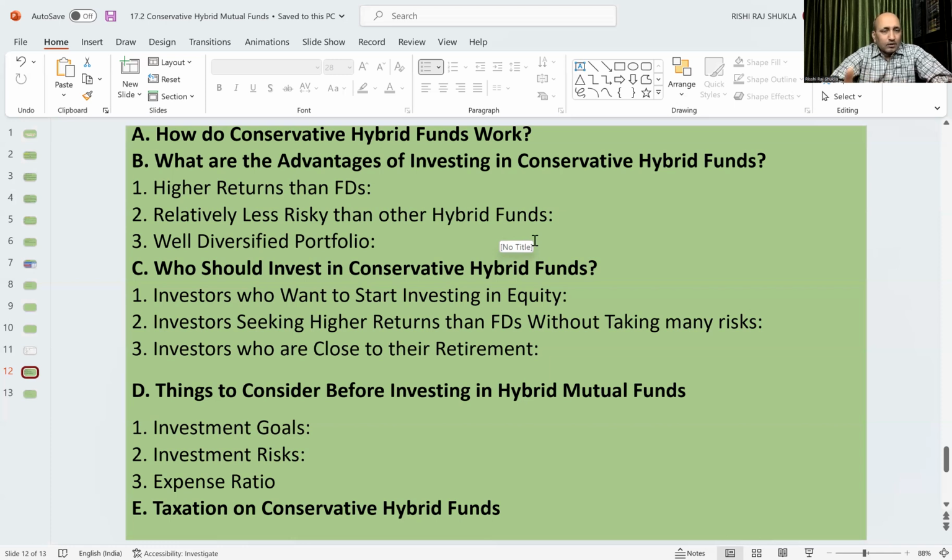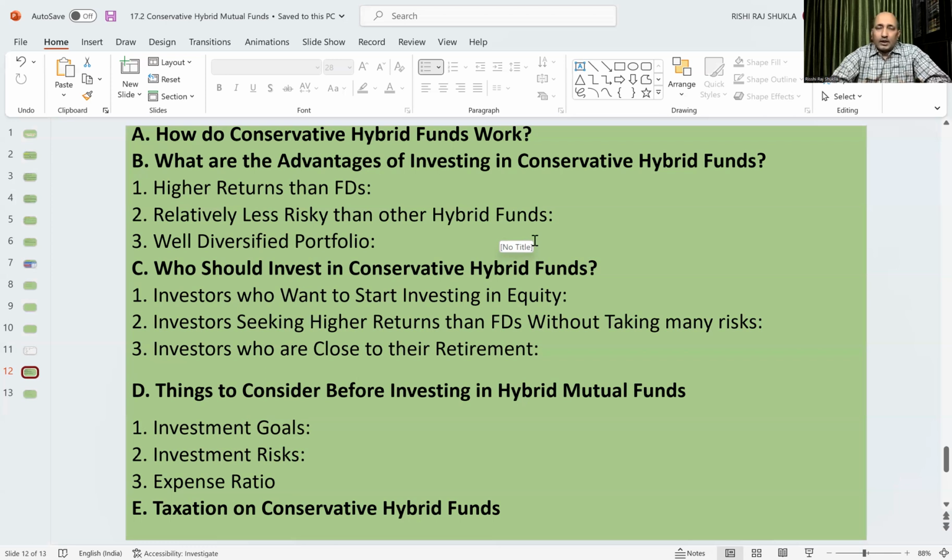Second, of course, investors seeking higher returns than FDs without taking many risks. Those investors who are risk averse but willing to take a little bit extra risk than debt can go for such a conservative hybrid fund. And third is investors who are close to their retirement. They can also go for this.